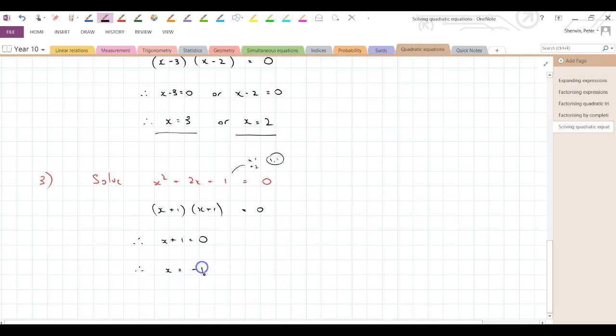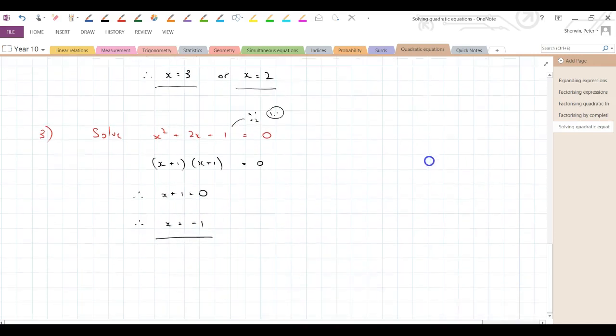X equals minus 1, I get one solution. Here's an example of a quadratic equation with one solution. When x is minus 1, plus 1, 0. That gets me 0. But obviously when I put minus 1 back up here, minus 1 squared is 1, minus 2 is minus 1 plus 1 is 0. That solves my quadratic. Only one solution.